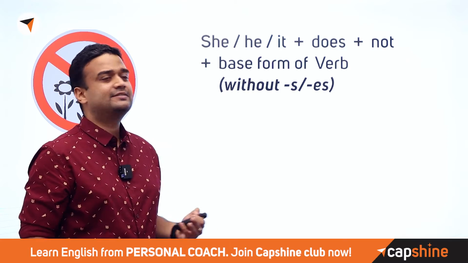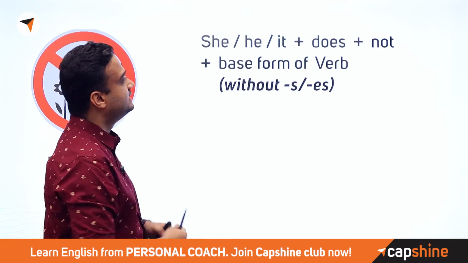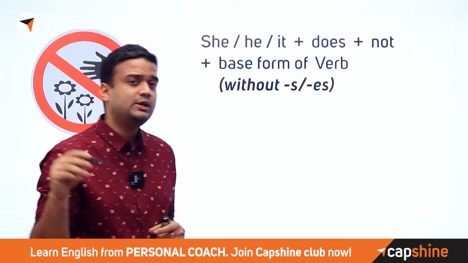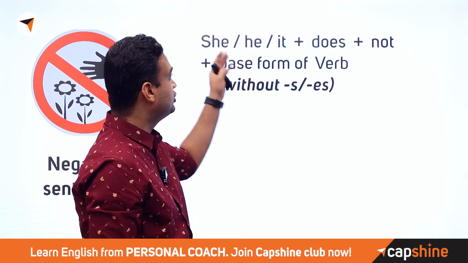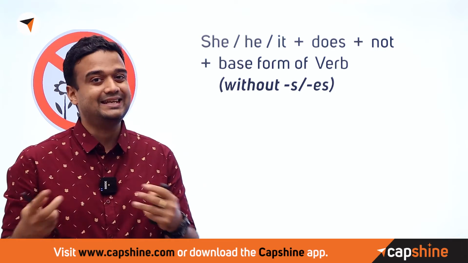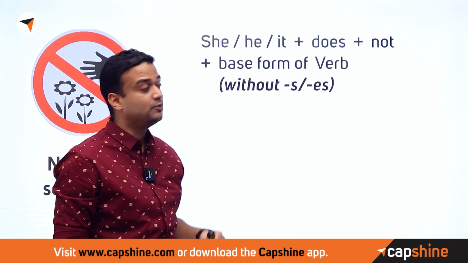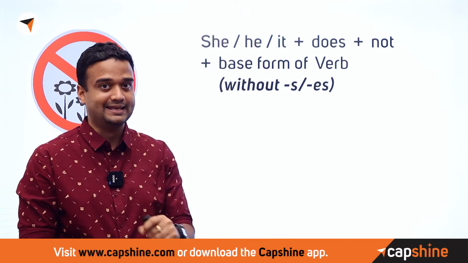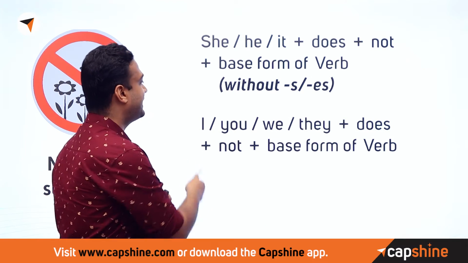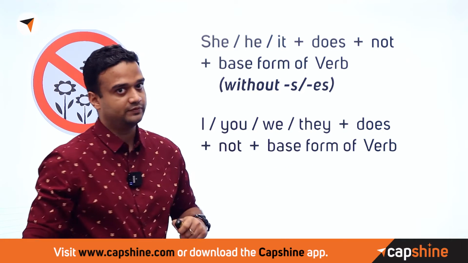So, we create negative sentences by using she, he, it, right? This is for singular, does plus not plus the base form of verb. But usually when you create positive sentences, for example, she is happy, right? Or she sings, let's say. She sings. Notice that the verb ends with an S. But when you use a negative form, you do not use the S or the ES form. It will take the base form of the verb. That's just how it is. The same applies to I, you, we, they as well. Do plus not plus base form of the verb.